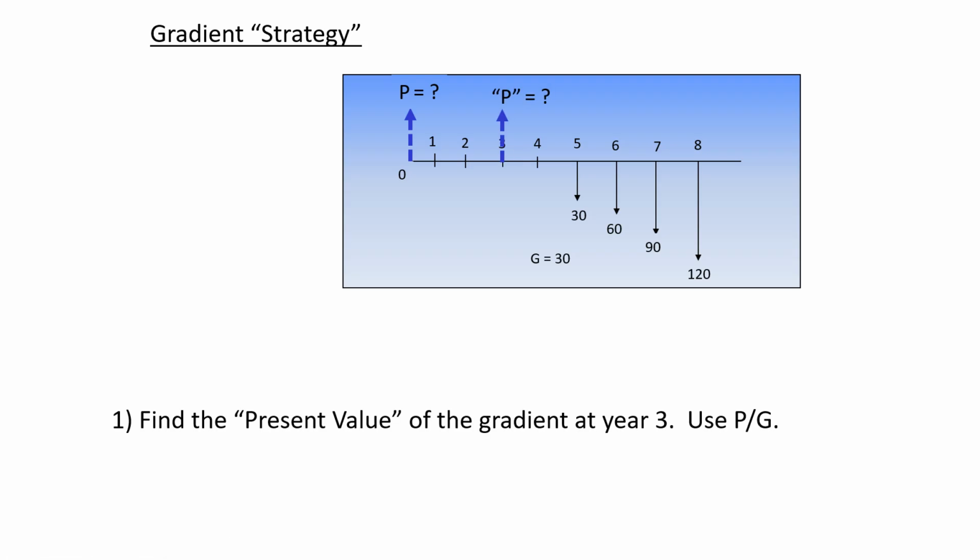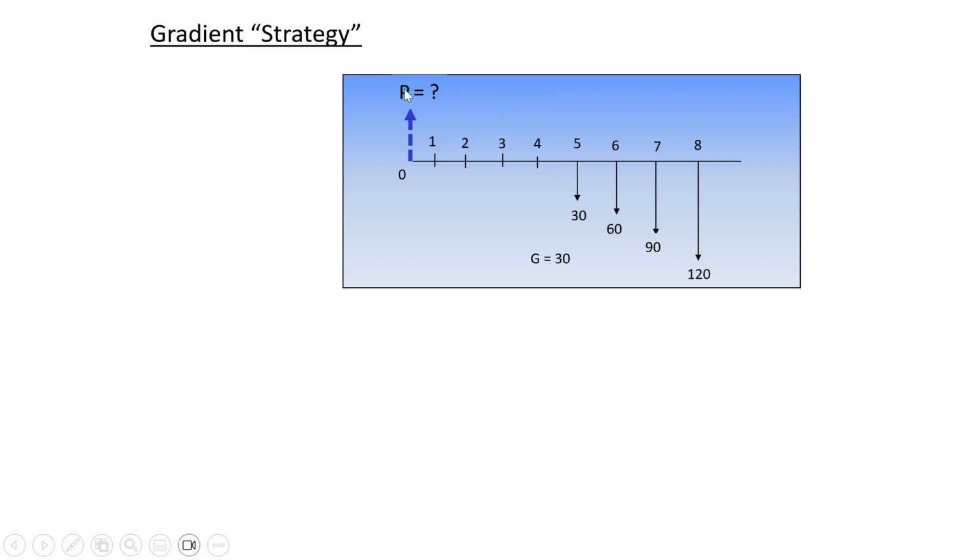So the solution strategy, the gradient strategy here is, first of all, find the present value of the gradient in terms of a lump sum at year 3. If you use find P given G, it'll give you a lump sum, but it's not going to take it automatically to year 0 as we understand year 0 to be. The form of a gradient is that it always takes the lump sum 2 years prior to the first time the gradient was observed. And so we're seeing the effect of the gradient here in year 5.